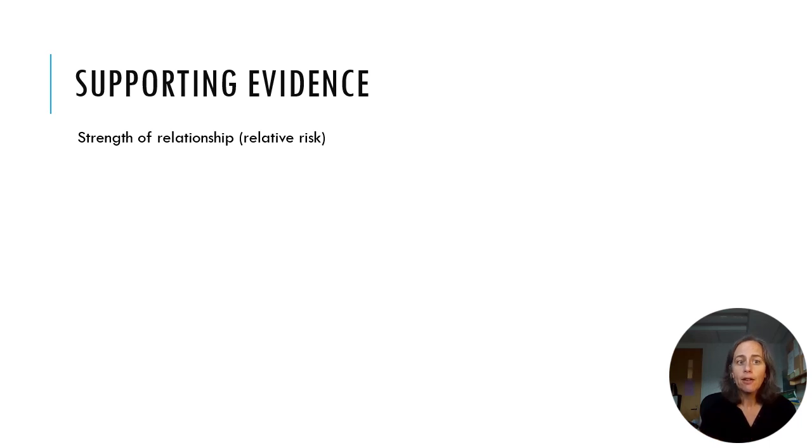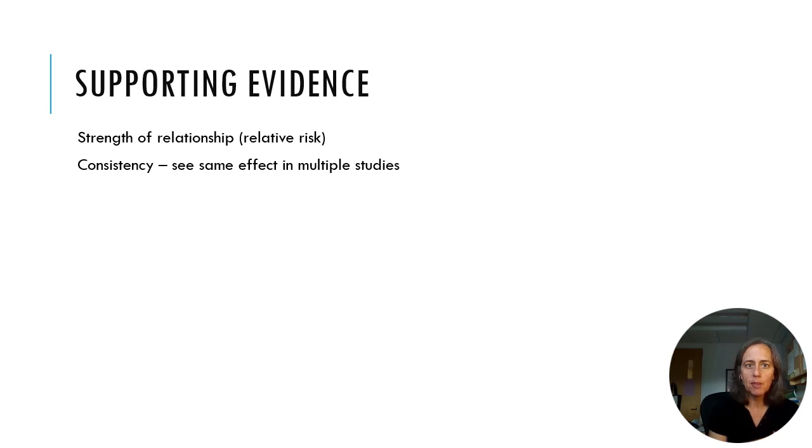So strength of relationship using the relative risk, that is one piece of supporting evidence. Another piece is consistency. So seeing the same effect in multiple studies in different places with different groups of people. So again, we were looking at national data, New York City data, different points in time. Anytime a study comes out, we're going to want to see another study that shows the same thing before we really truly believe it, right? We're going to want to see lots of consistency.